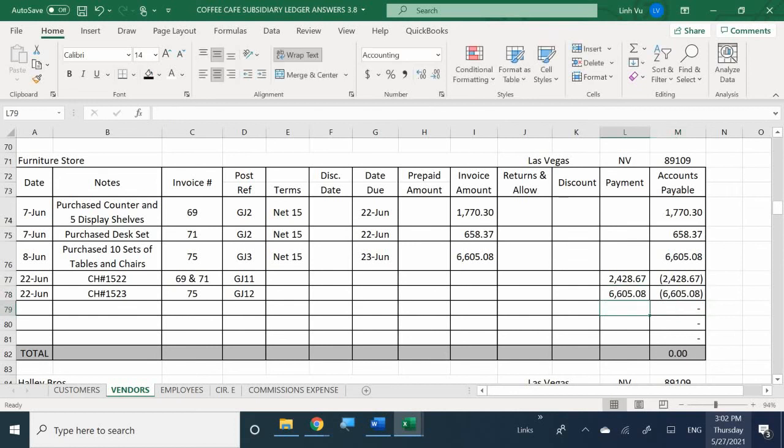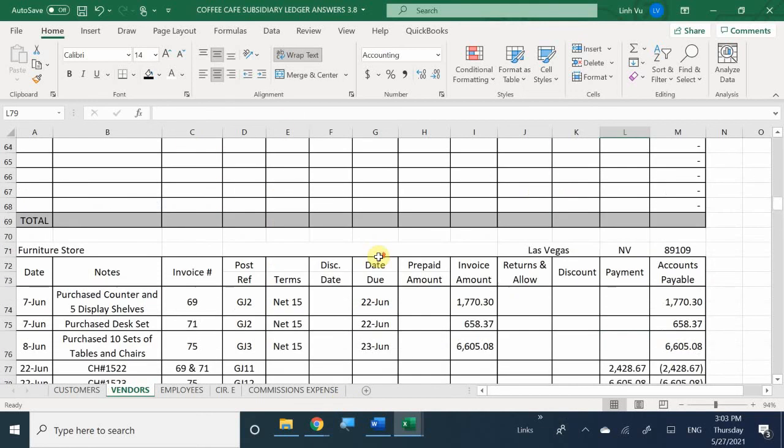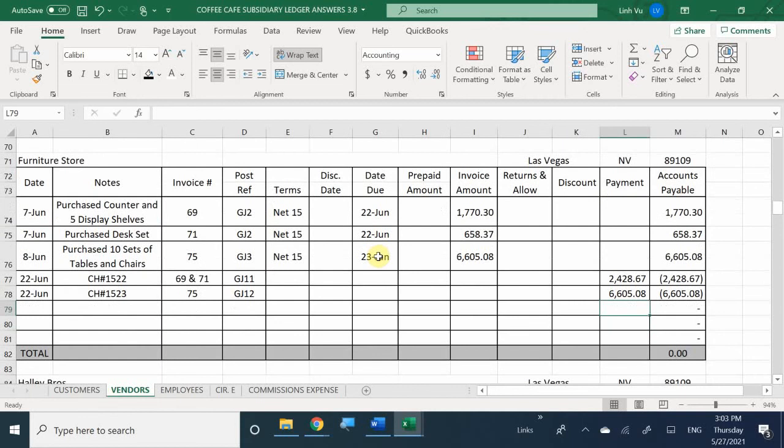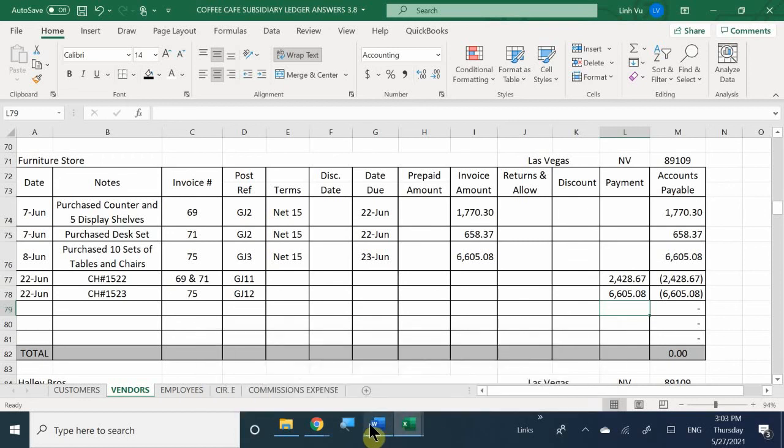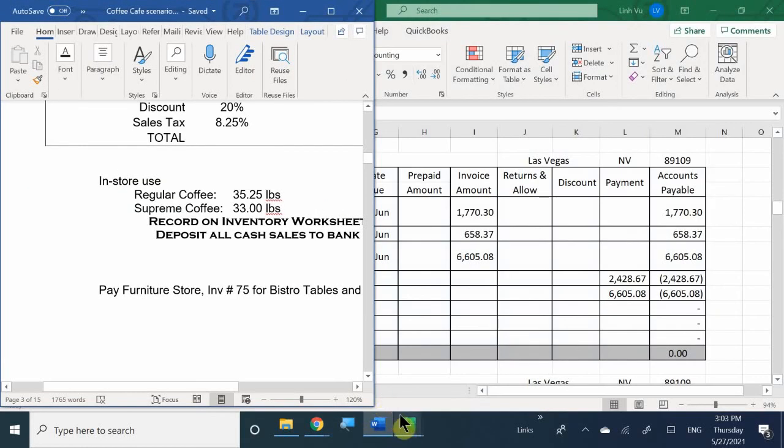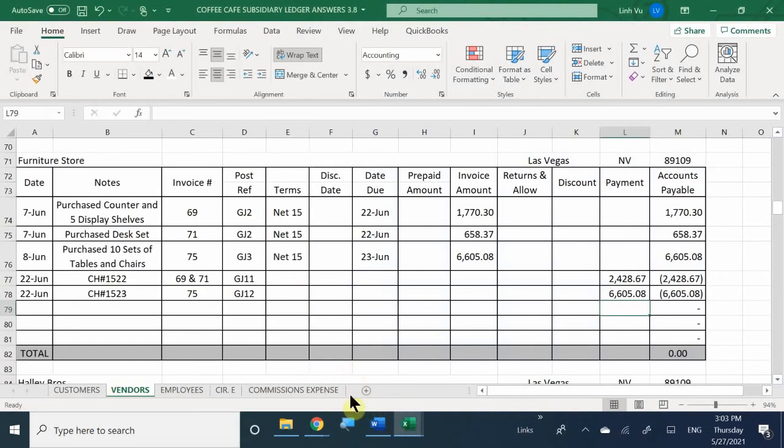So now we can say, furniture store, we don't owe you any more money. We paid you guys off. No need to charge me extra money because I paid you off on time, too. In this case we had an extra day, but we said, well, let's just pay them now. I'll leave the subsidiary ledger for you guys, but this is the end of this transaction.